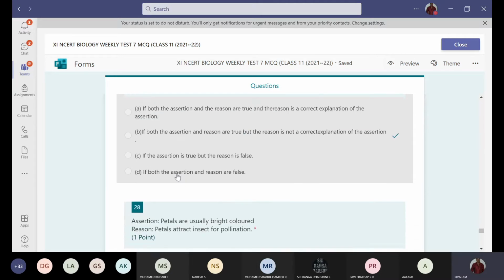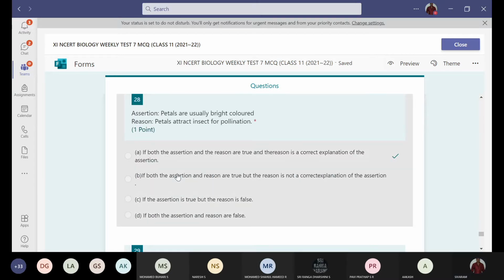And next, 28, assertion: petals are usually colored. Reason: petals attract insects for pollination. What is the major function of petals? The petals are brightly colored to attract insects for pollination. Yes. Assertion is correct, reason is correct, and reason is the correct explanation for assertion.